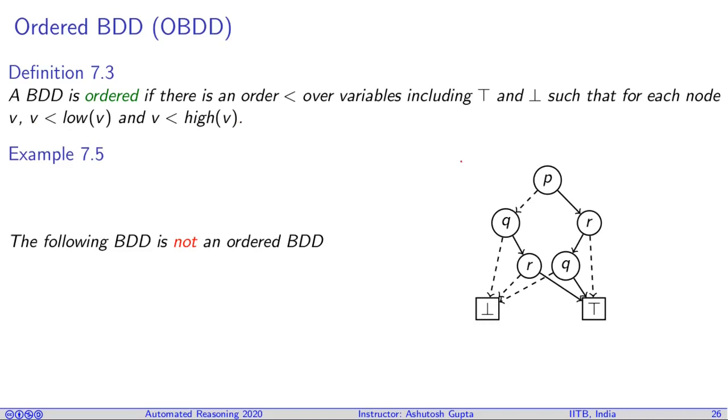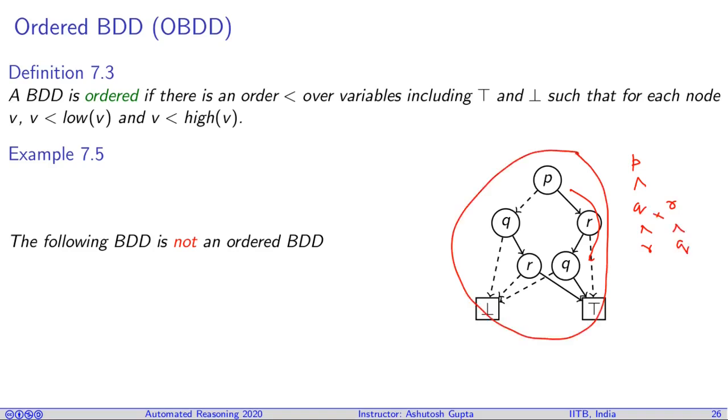Let's look at this example. In this binary decision diagram, you can see that p has to be before q, and because q is appearing, and in this case then r comes, it should be that q comes before r. However, in this path r comes before q, so it requires r to be before q. So this binary decision diagram is not an ordered binary decision diagram.